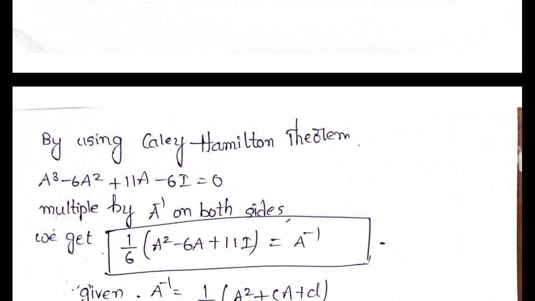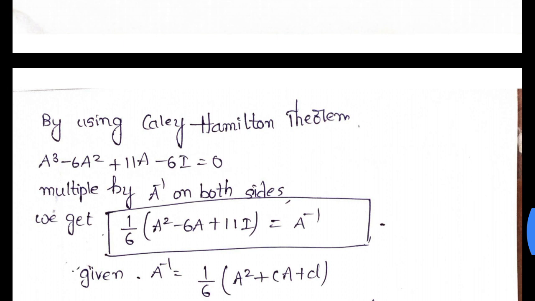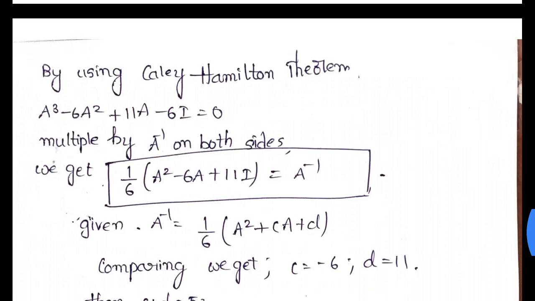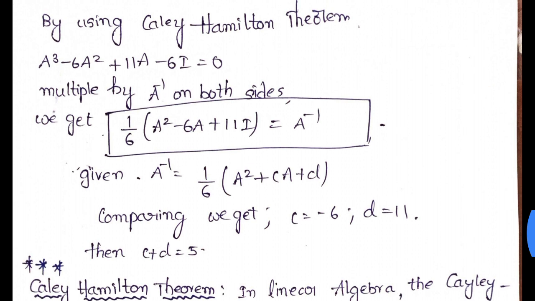We will discuss this theorem later, after finishing this problem. A cube minus 6A square plus 11A minus 6I is equal to 0. Now, multiplying A inverse on both sides, we get this expression. Now A inverse is equal to 1 by 6 into A square plus 6A plus D.